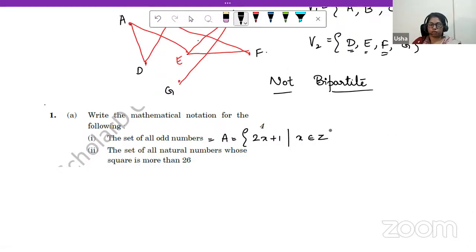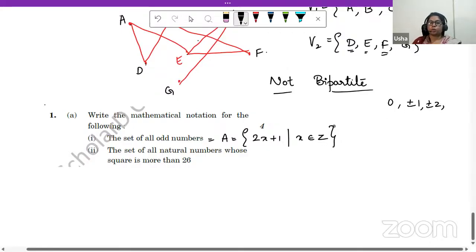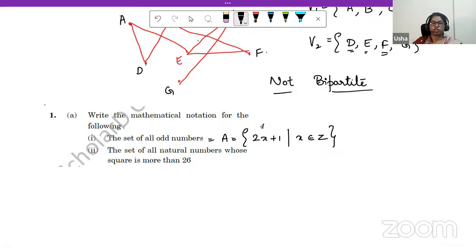Z means the set of integers which include 0, plus or minus 1, plus or minus 2, everything. So when x is 0, 2 into 0 is 0, plus 1 is 1. When x is 1, 2 into 1 is 2, plus 1 is 3. So you will be getting 1, 3, 5, 7, 9. And if you take negative numbers, then you will get negative odd numbers. So this is the mathematical notation for the set of all odd numbers.